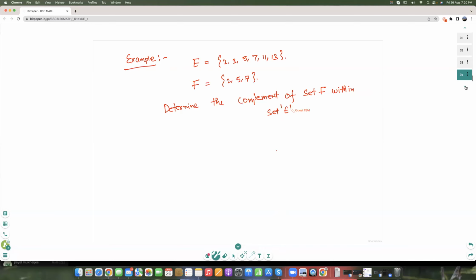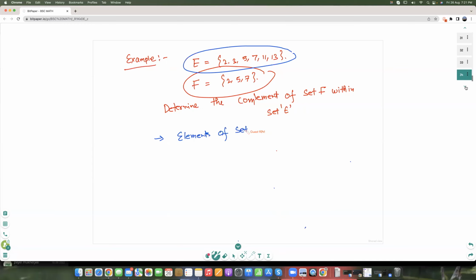So what do you need to find? You need to find the complement of F within set E. That means you need to find the elements of E that are not in F. What do you need to find exactly? The elements 3, 11, 13 of set E.